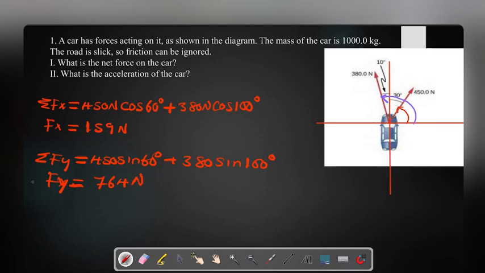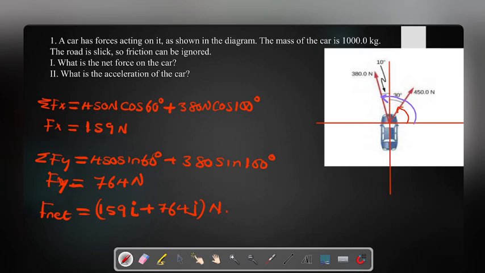So the net force, which is the same as the resultant force, gives us for the x component 159. We use i to represent the x component, and for the y component we use j, so we have 664 j, newtons. So this becomes the net force.